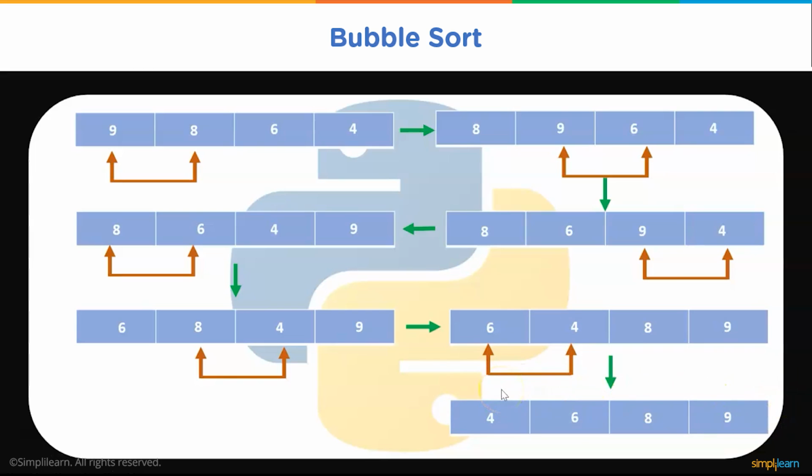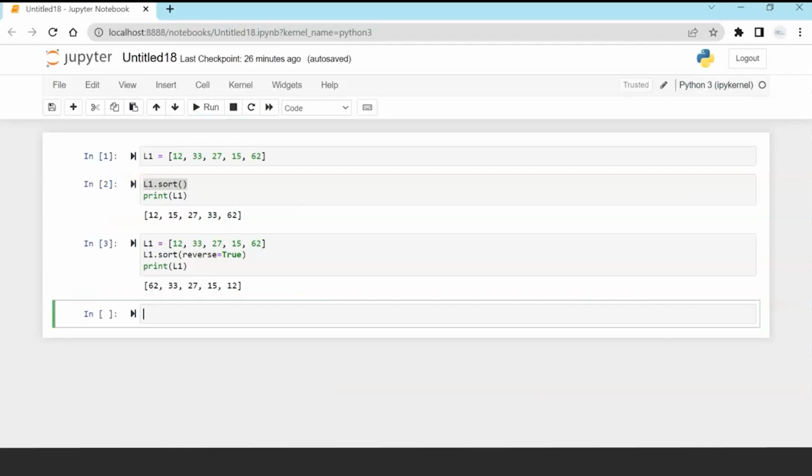So all the iterations depend on the size of the list, but in bubble sort the whole goal is that you keep iterating till each and every element is compared with its adjacent element. Now let's write a piece of code in Jupyter in order to implement the algorithm we have discussed.